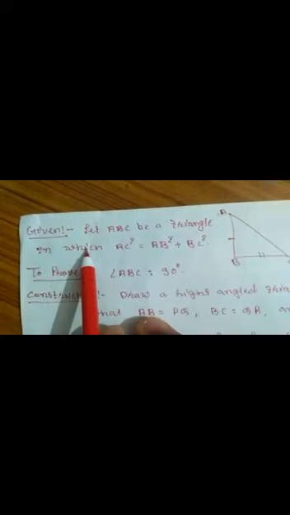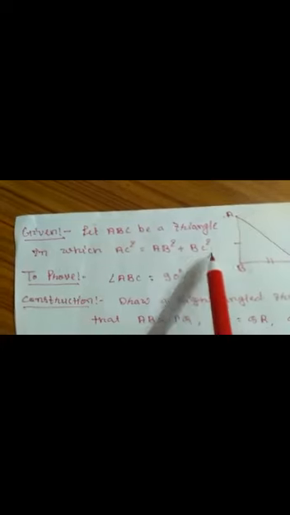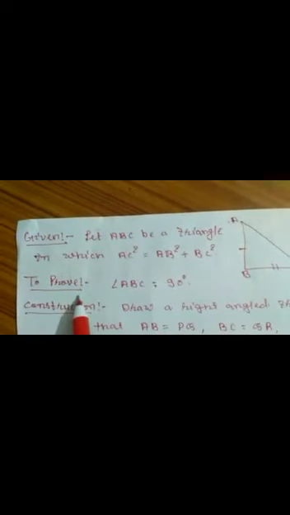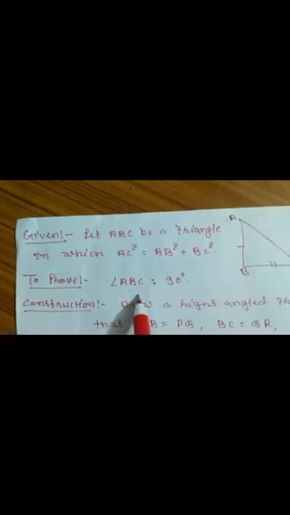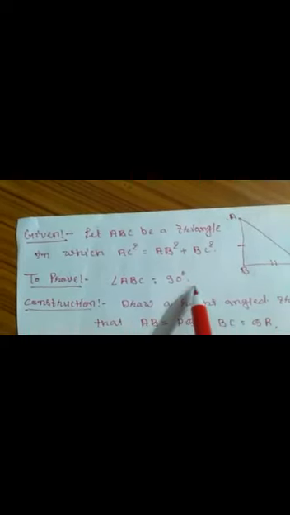Now let's start with the given. So what is given in this theorem? In this theorem it is given that let ABC be a triangle in which AC² equals AB² plus BC². Now next, what is to prove? We need to prove angle ABC equals 90 degrees.